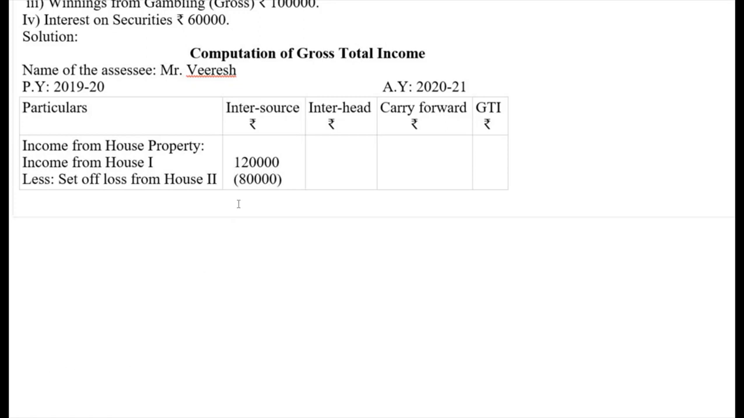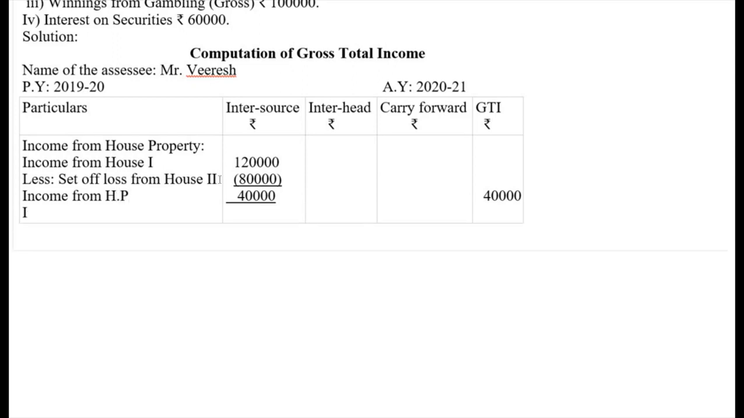So let us underline here. So the difference we should directly take, it is 40,000, which shall be taken to GTA column. Then the next one here, of course, this is income from house property. I will write in short HP here. Then income from business.